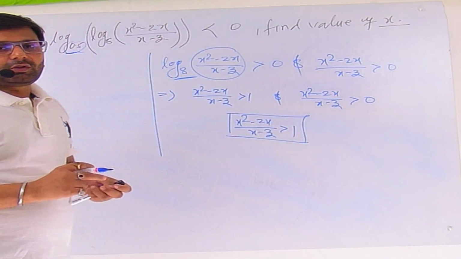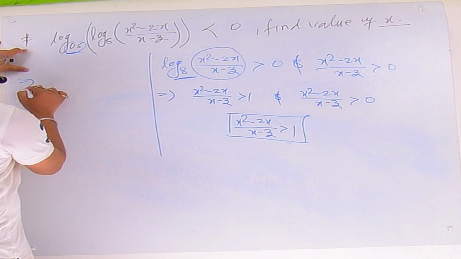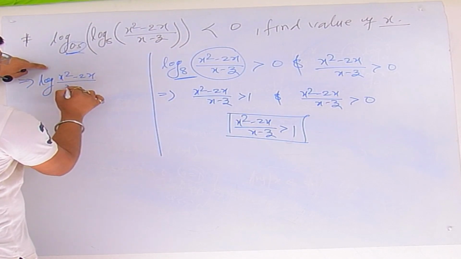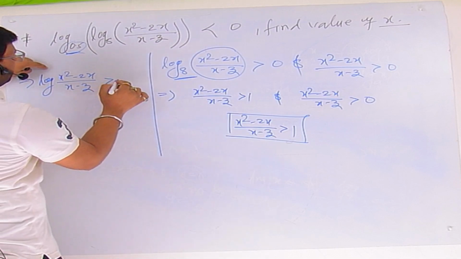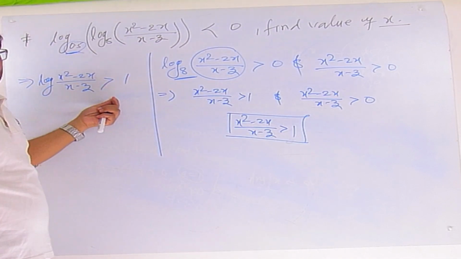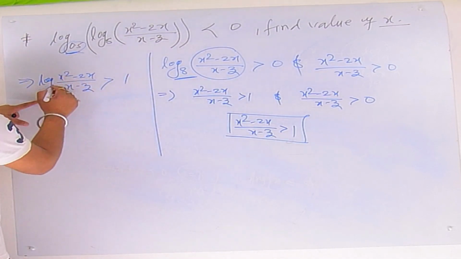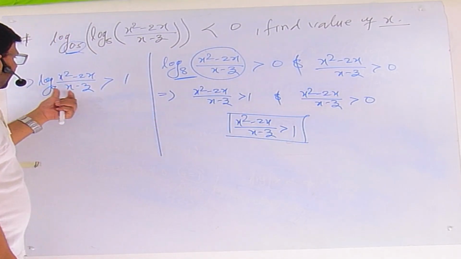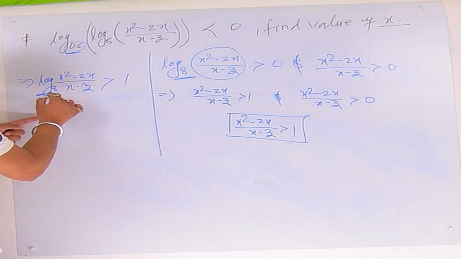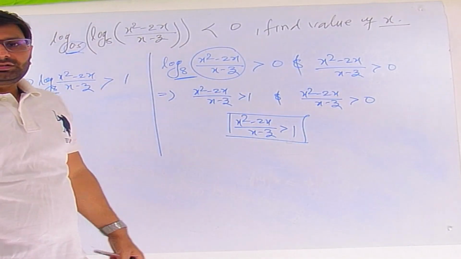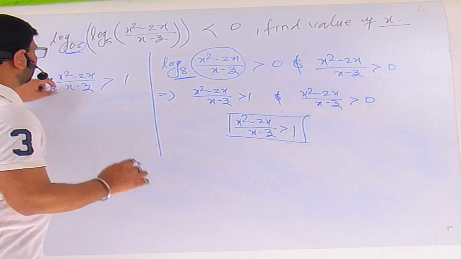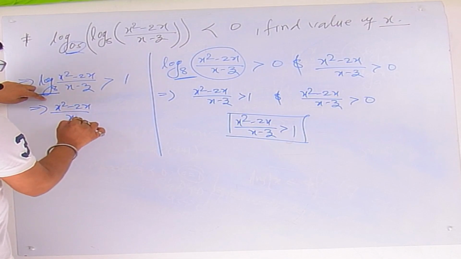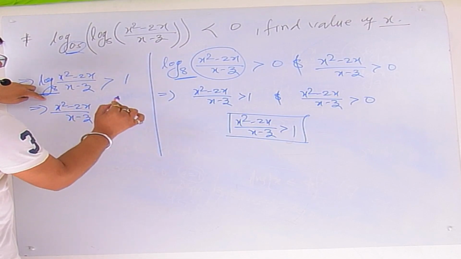So the sign of inequality will change here. Again, here log of (x square minus 2x divided by x minus 3) is greater than 1, and here the base is 8, given. So now again remove this log. If you remove this log, here again check the base. This time the base is 8. So x square minus 2x divided by x minus 3 is greater than 8.